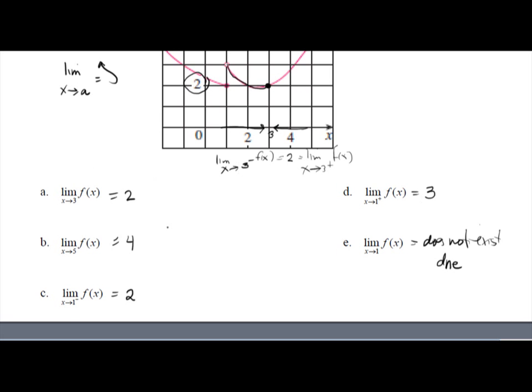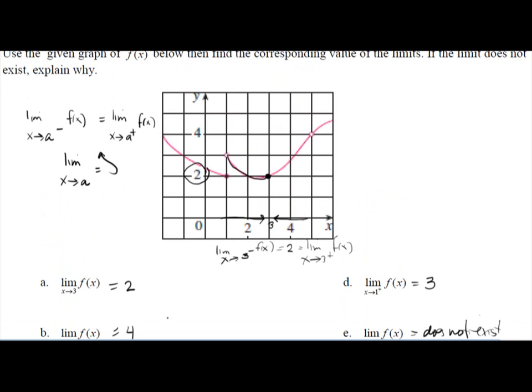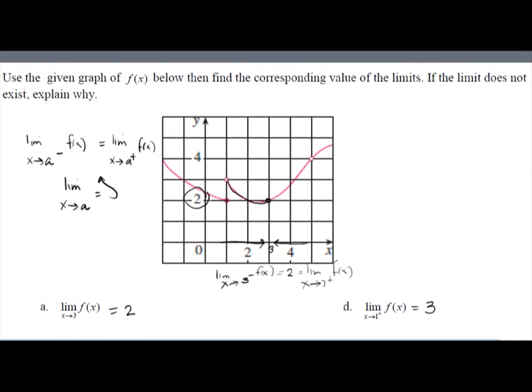Okay, just to summarize the idea, this is the key. What's the limit from the left? What's the limit from the right? If they're the same, then that's the limit. Okay, so I hope the video helped you to understand how to analyze limits given the graph of a function. That's it.